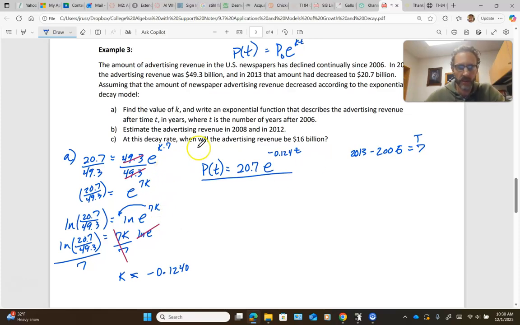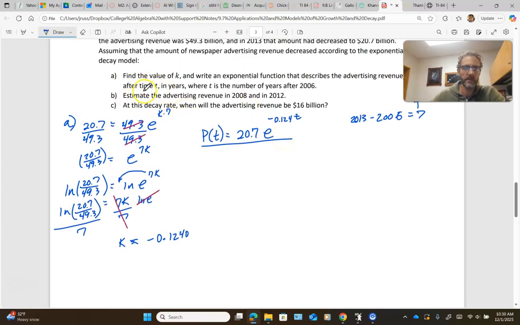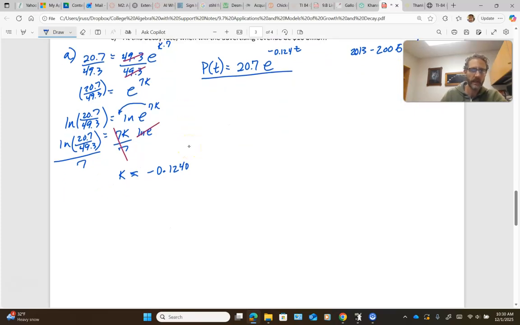So that's what we're going to be using to answer the rest of these questions. So part B says, estimate the advertising revenue in 2008 and 2012. Well, 2008 would be 2 years from 2006. So basically t would have a value of 2. In 2012, that would be 6 years from 2006, so t would have a value of 6. So all we're doing now is we're going to use that function that we found, and we're going to evaluate it for those 2 different values of t.